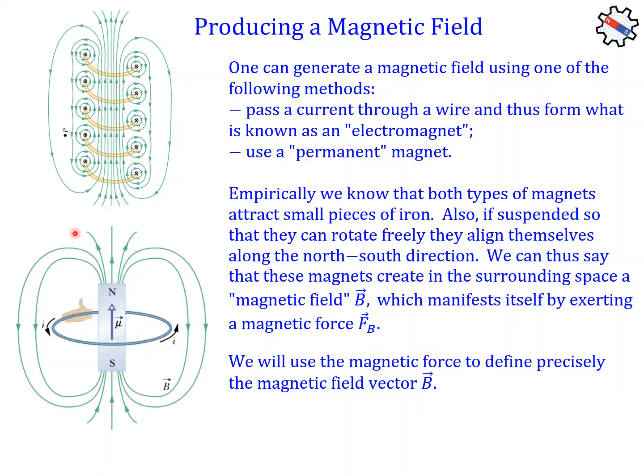Okay, so there's two ways you can produce a magnetic field. Practically, though, you pass a current through a wire or you use a permanent magnet. We can use iron filings around something like this, and small pieces of iron like that will be affected by a magnetic field. They rotate in the magnetic field, and we can look and analyze the fields using something like that.